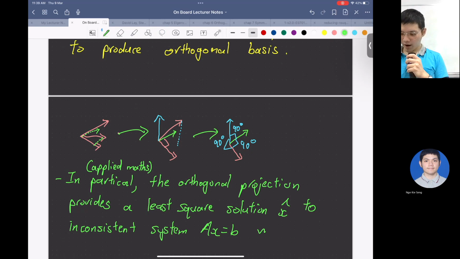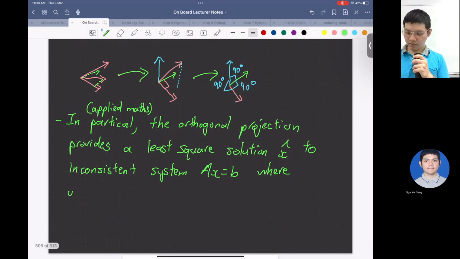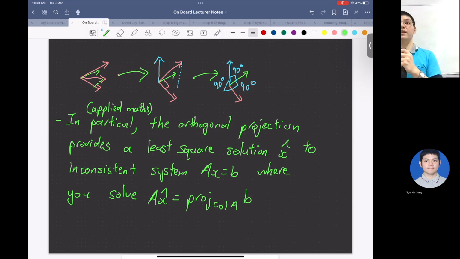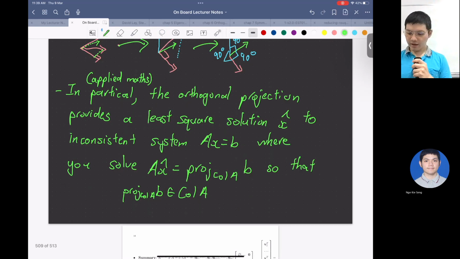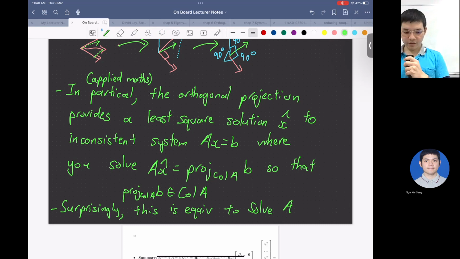Ax equals b, how do you find x hat? You solve A x hat equal to the projection of b onto the column space of A. Because now b is projected onto the column space of A, you can find the solution since it's in the column space already. So the projection of b is in the span of the columns of A. And surprisingly, this is equivalent to solving A^T A x hat equals A^T b. If you don't want to do the projection, you can use this: apply A^T on both sides and then solve by row reducing the augmented matrix.